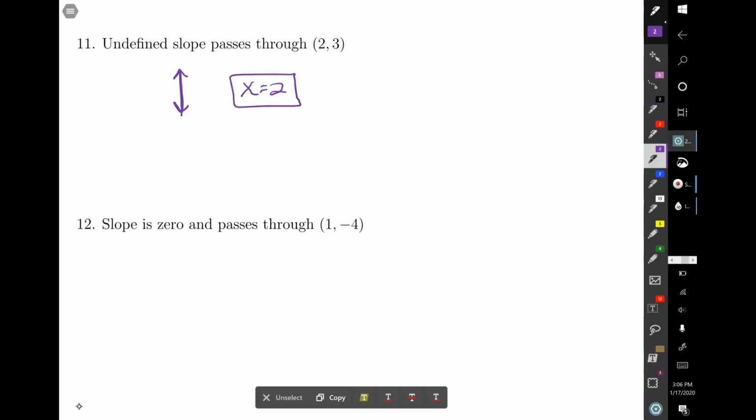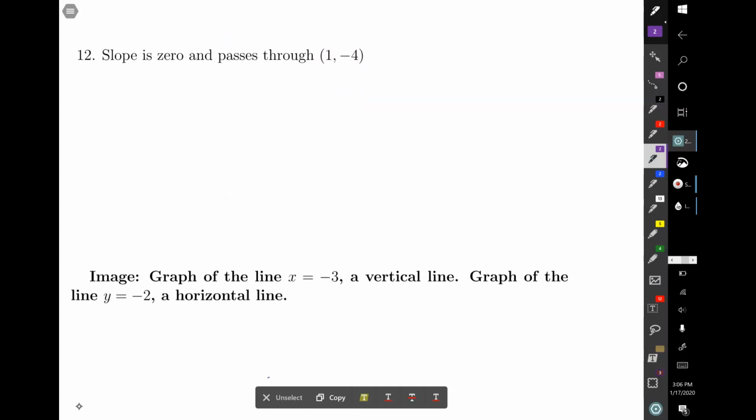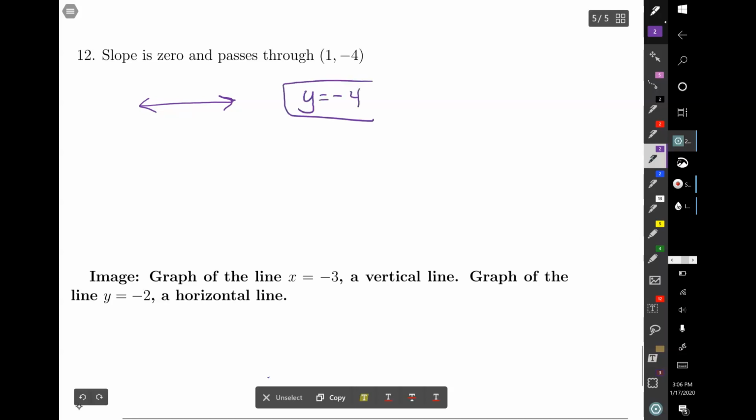Number 12, slope is 0 and passes through 1, -4. If I have a zero slope, I know I have a horizontal line, and it's going to go through 1 comma -4. So I would say y equals -4, and that would be my equation.